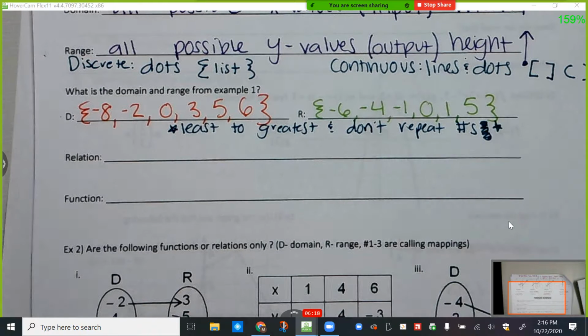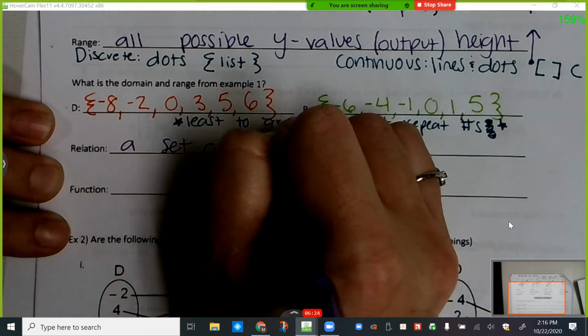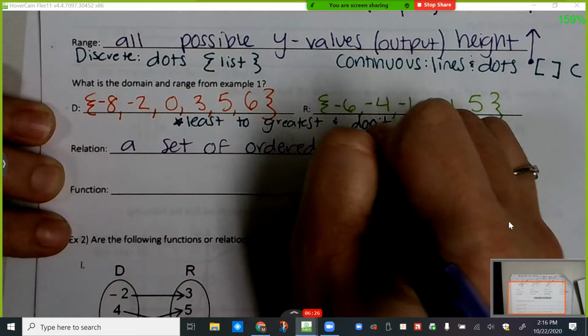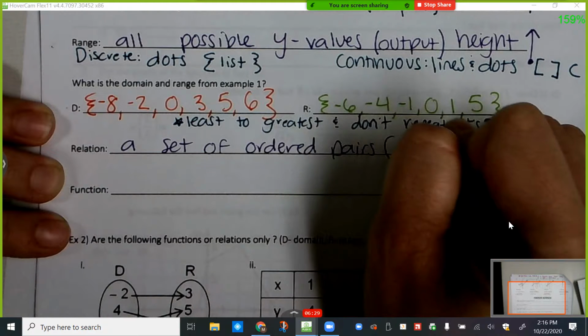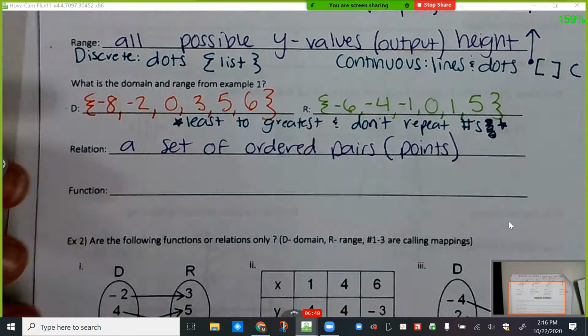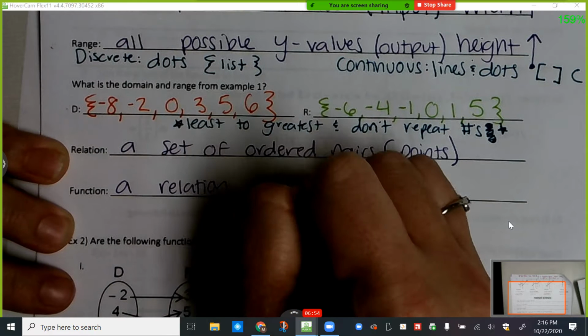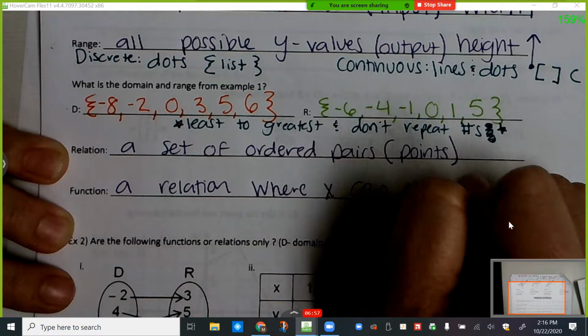Okay, so two more definitions. A relation is a set of ordered pairs. I want y'all to know that ordered pairs is just a fancy word for points on a graph. Who can tell me what a function is? Whenever they all line up to like one, right? What cannot repeat? The X. So it's a relation where X cannot repeat.